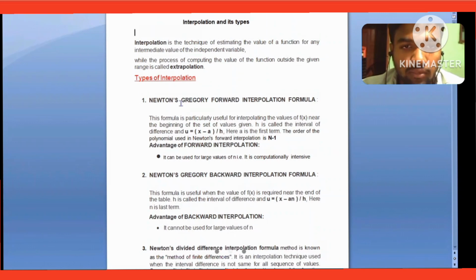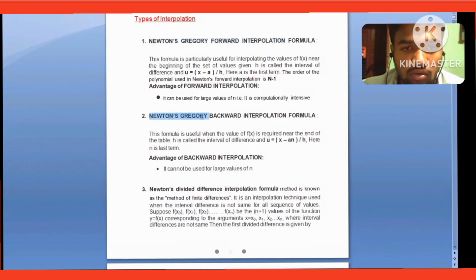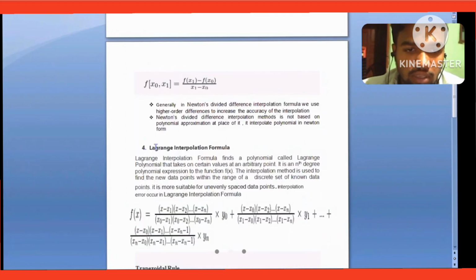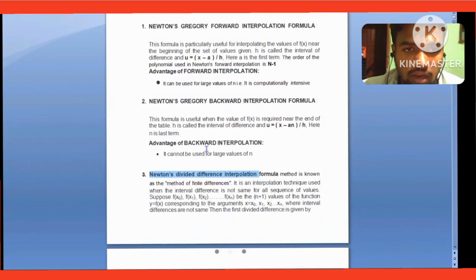Types of interpolation. Mainly there are four types of interpolation. Newton-Gregory forward interpolation. Another is Newton-Gregory backward interpolation. The third is Newton divided difference interpolation. And the fourth one is Lagrange interpolation. Let's go one by one.